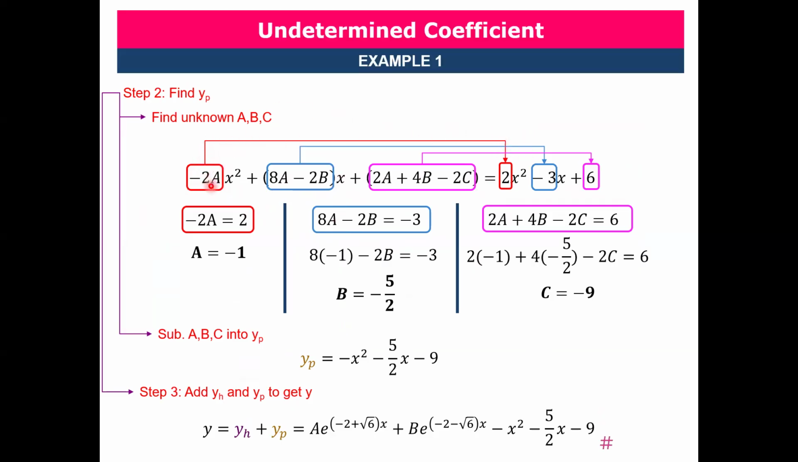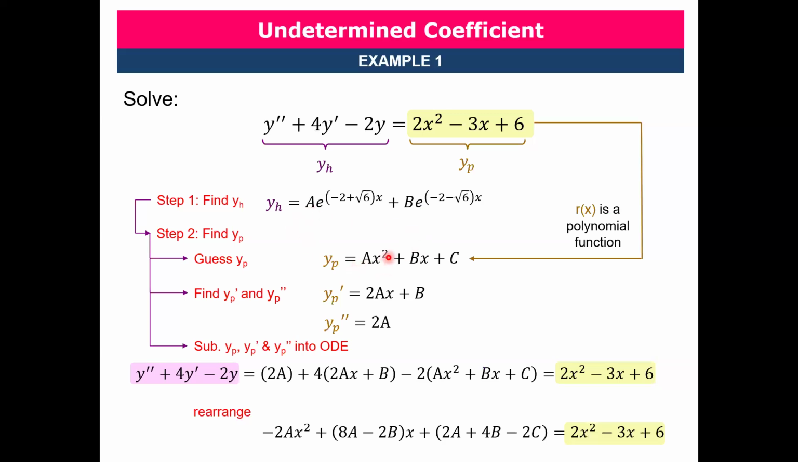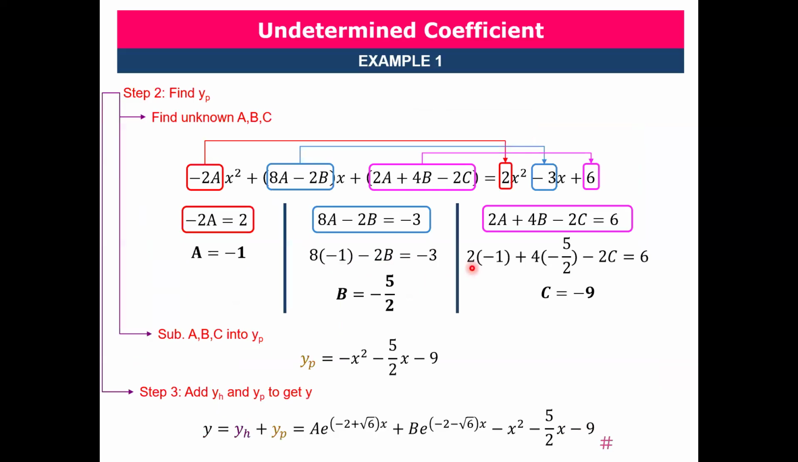If you take -2a equal to 2, you can find the value of a. For the blue equation, you can compare and find the value of b. And for the purple equation, you can find the value of c. After getting the values of a, b, and c, you substitute them into yp. Remember the previous yp is ax squared plus bx plus c. Just substitute the values, so we get this solution.